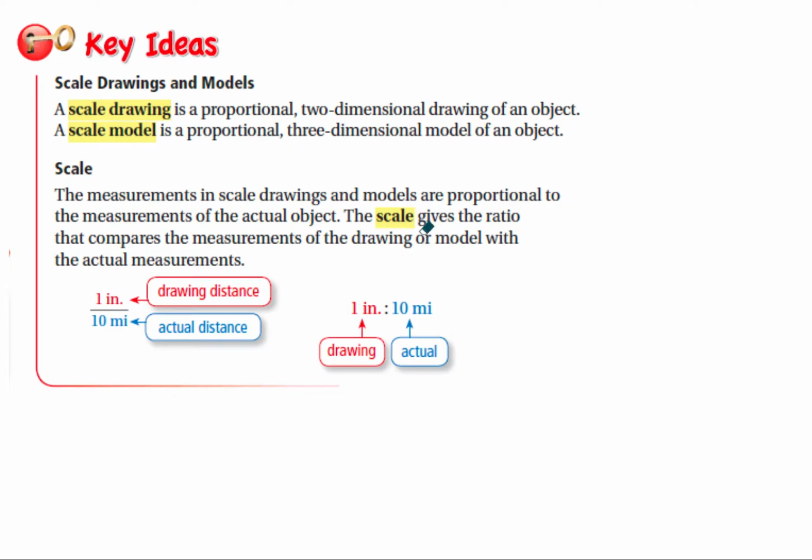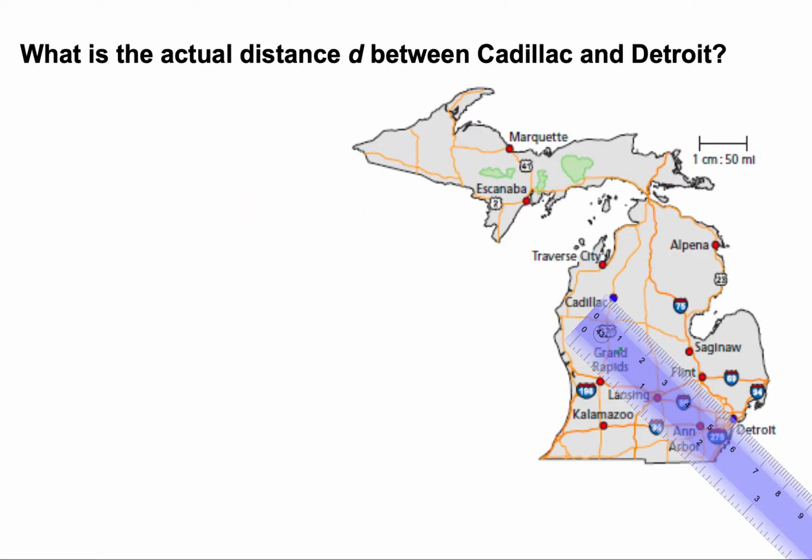When you write scale, you're going to write it like a ratio. So on this first one here, we have 1 inch to 10 miles. Scale has two different units, and the scale always goes first. So you can write it like this with a fraction bar, or you can write it with a colon. Either way is fine.